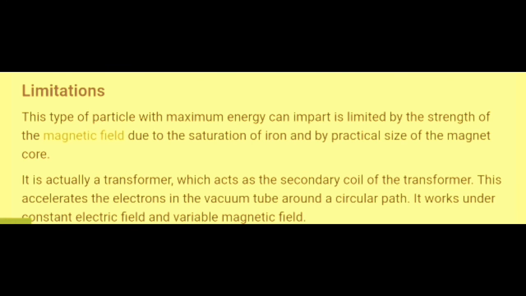Now, the limitations. The maximum energy this type of machine can impart to particles is limited by the strength of the magnetic field, due to the saturation of iron, and by the practical size of the magnet core. It is actually a transformer in which the electrons act as the secondary coil. This accelerates the electrons in the vacuum tube around a circular path. It works under a constant electric field and variable magnetic field.